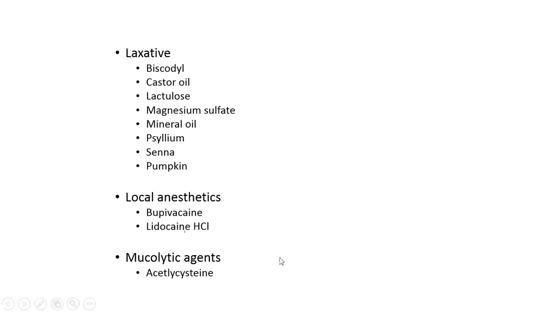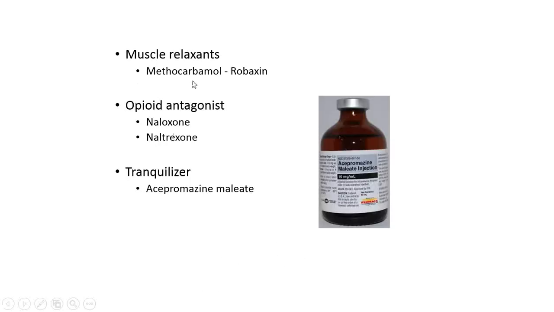Local anesthetics. Mucolytic agents are drugs used to break down mucus. Also muscle relaxants; Robaxin is a very common drug you'll see prescribed by veterinarians for dogs with herniated disc disease. I like Valium. It does work better for me. It just seemed to work better.